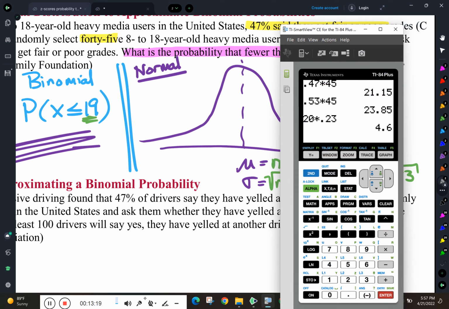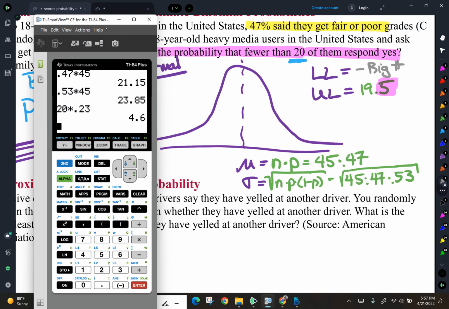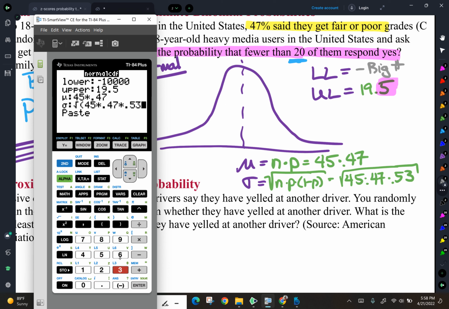And then I'm going to bring up my calculator and I'm going to go ahead and put all this information in. I'm going to go to my distribution menu, a normal CDF. My lower limit is a negative big number. My upper limit is 19.5. My mean is 45 times 0.47. Yes, I am that lazy that I didn't even figure out what that number is, because honestly, I don't care. And my standard deviation, again, square root 45 times 0.47 times 0.53, close the parentheses. Again, I don't even care what that number is.